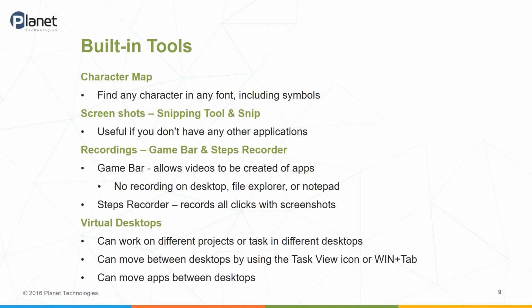So character map is one that I've used for years. This has been around in Windows for a while. You can find a character in any font, including symbols. This is really, really helpful if you're an organization who works with a lot of legal documentation and maybe you're using things that are just not on the regular keyboard, like a section symbol.